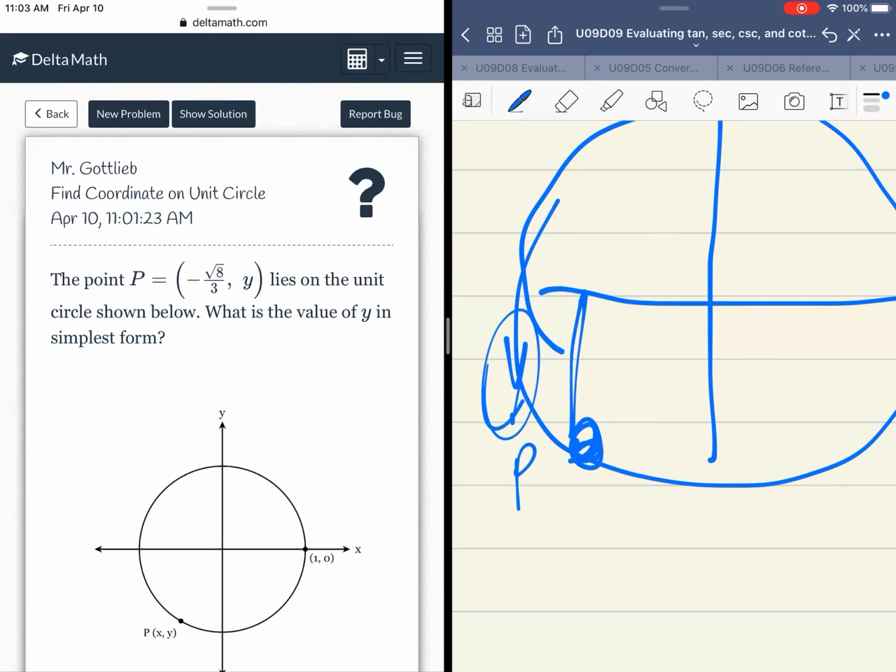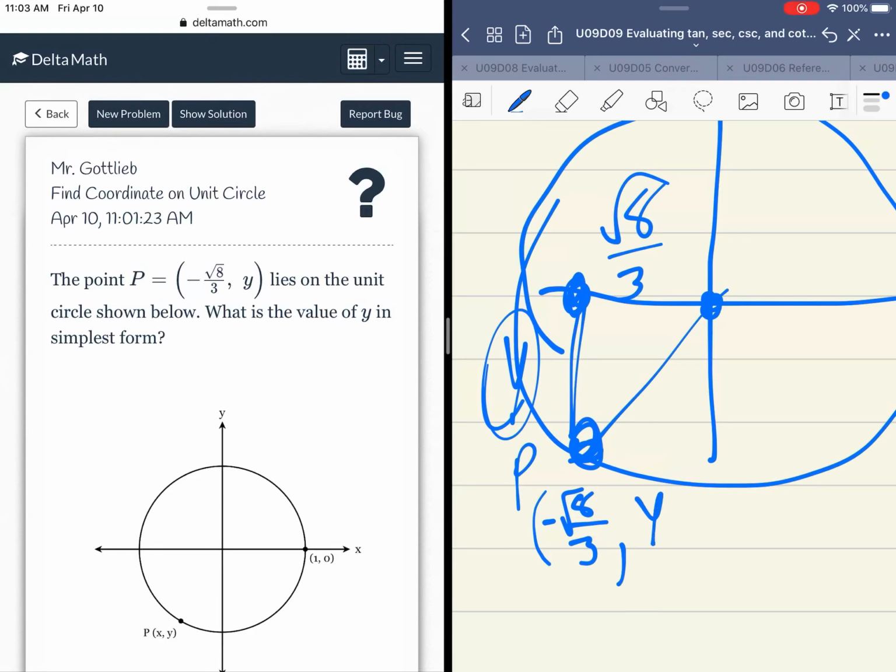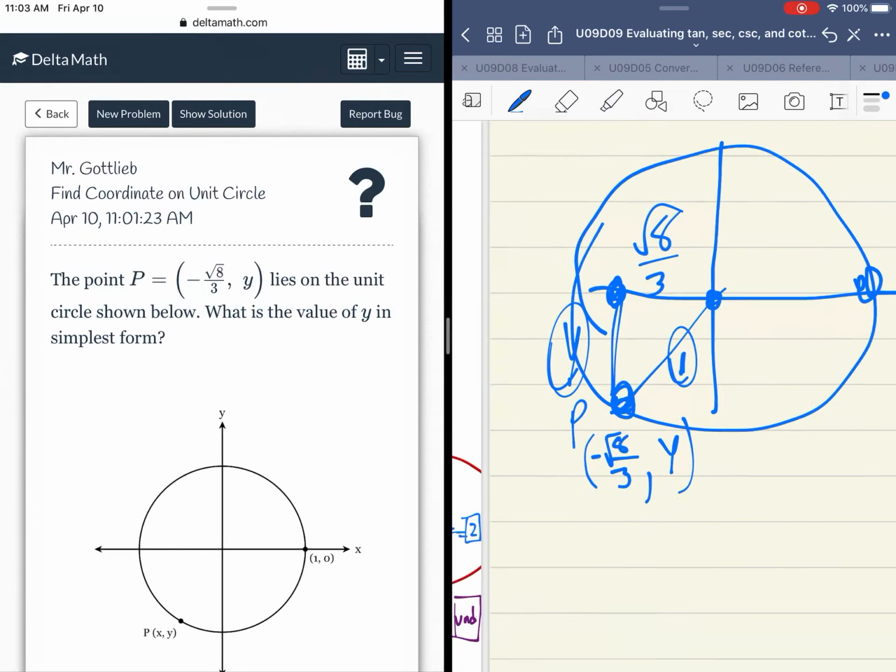We know that the distance going to the left is negative. Well, it's not really a negative distance. It's radical 8 over 3, because this x value is negative radical 8 over 3. So the distance from the center of the circle, 0, 0, to the point above is radical 8 over 3, and y is unknown. We can find this using the Pythagorean theorem, and because we're on the unit circle, we know the hypotenuse is 1.